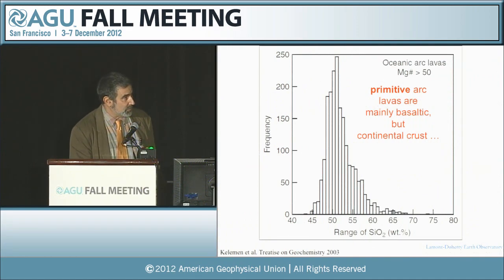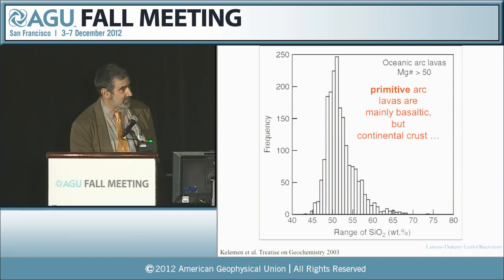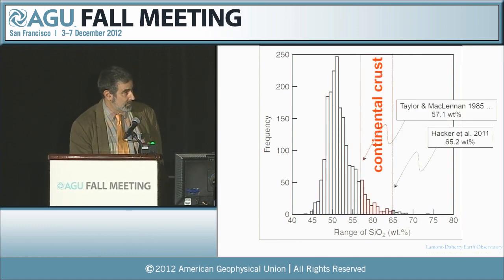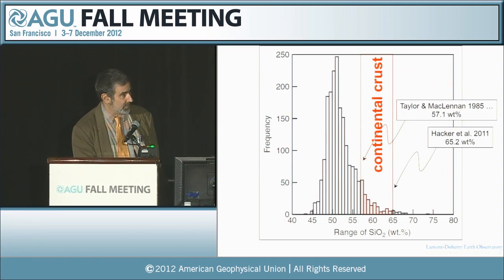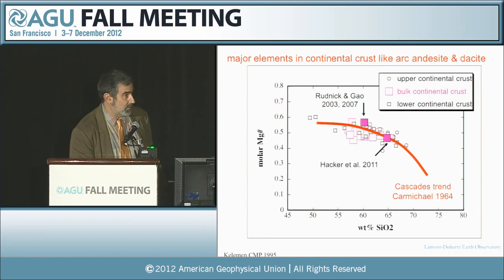Just to restate the problem: primitive arc lavas. I made this figure a long time ago, and I thought it meant something it doesn't mean. But primitive arc lavas are mainly basaltic, okay? Whereas continental crust is somewhere in the andesite to dacite range. And this is often referred to as the andesite paradox, because for lots of geochemical reasons we think continental crust forms mainly in arcs.